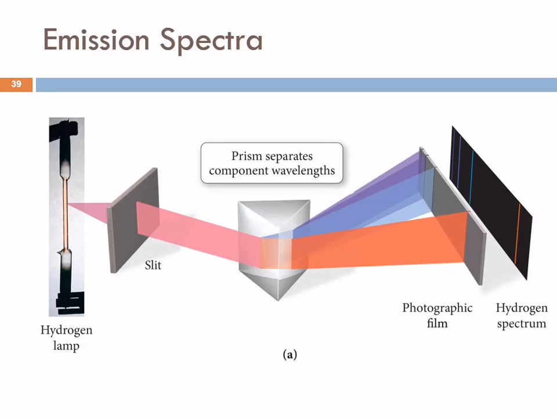The light is separated in the same way that white light is, but not all the wavelengths are present. There's only particular wavelengths present, and that's why we see discrete lines instead of a continuous spectrum.